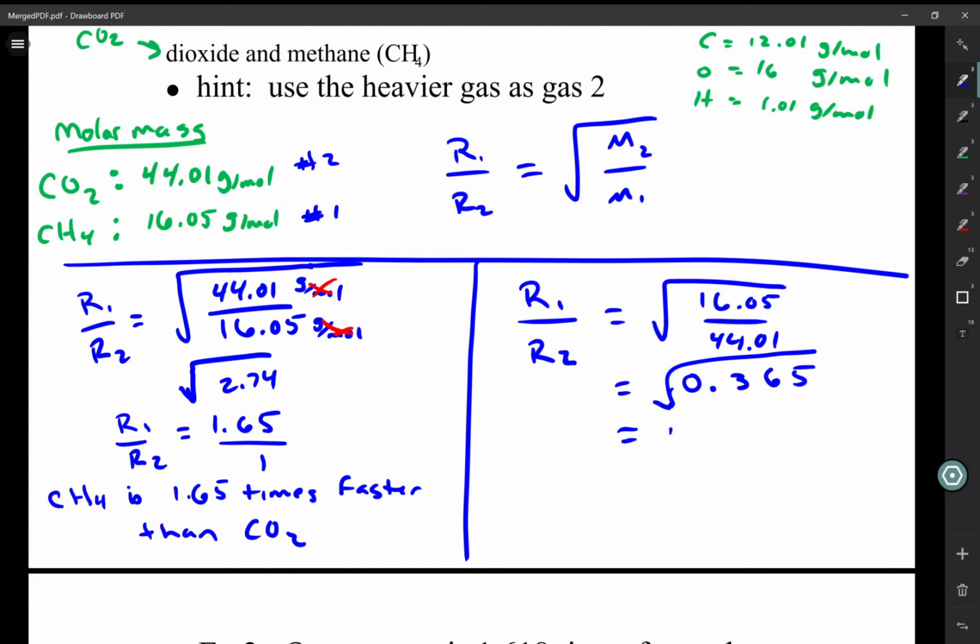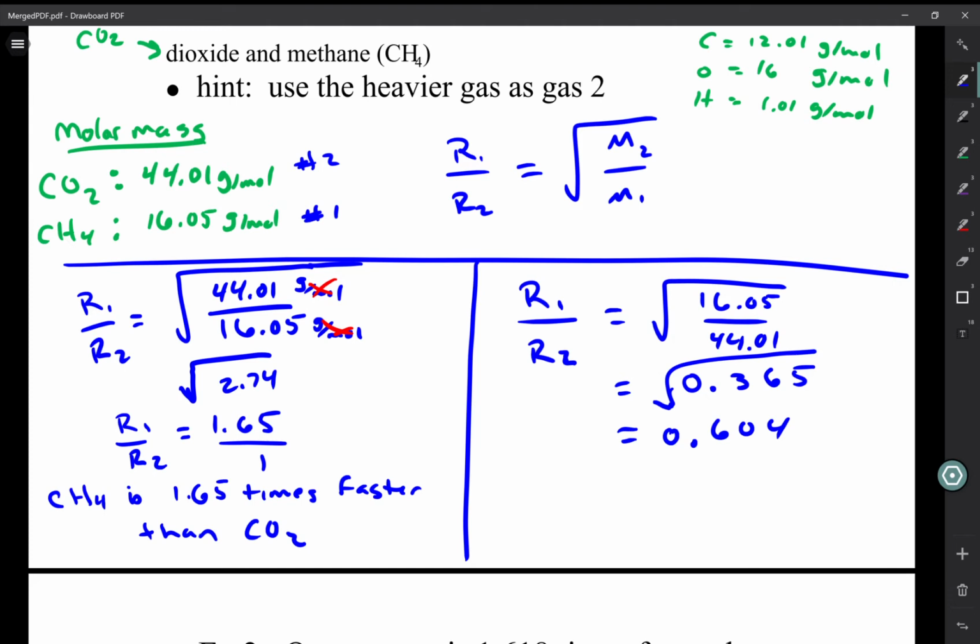You get 0.604. All right, two different answers, yes. But if you look at this, on the left side here, we said R1 was gas 1, so we designated it as CH4. So you say gas 1, CH4, is 1.65 times faster.